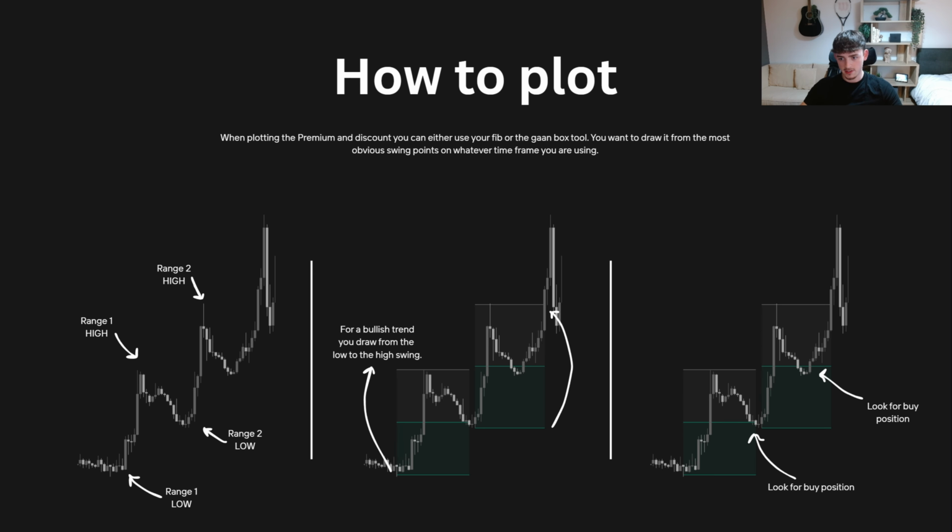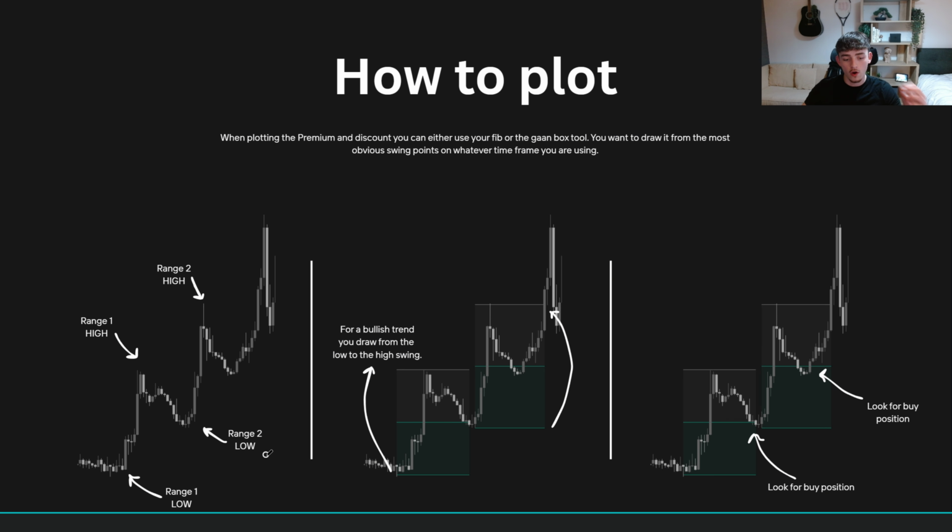Let's move on to the next slide. Now, how to plot it. When plotting the premium discount, you can either use your fib or the Gann box tool, which I'll show you guys in a second. You want to draw it from the most obvious swing points on whatever time frame you're using. You don't really want to be using the lower time frames, because it's less clear. You're going to have tons of ranges. You want to use the higher time frame price swing. That will give you a lot more conviction.